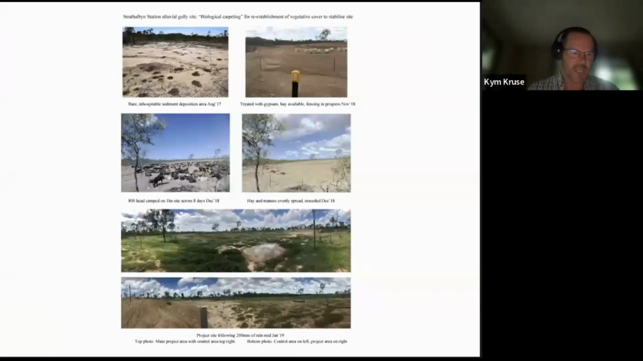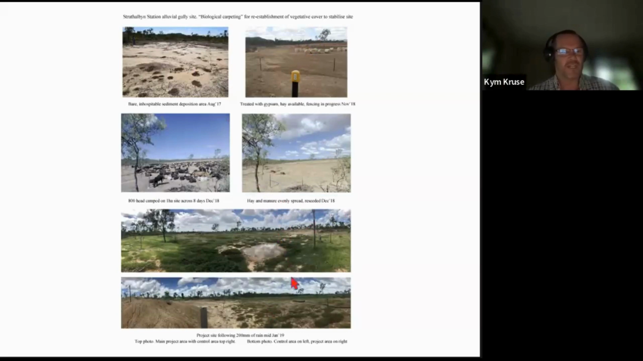This is an interesting technique. Actually, a friend of mine, Roger Savory, Alan Savory's son, that I did a bit of work with a few of the NRMs in the region. This is Strathalbyn Station, where they had an alluvial gully site that was eroding, and they did what Roger calls biological carpeting. So they did that to re-establish a vegetative cover to stabilize the whole site. So rather than using machinery, they used bales of hay and camped cattle on there. So 800 head camped on a 1 hectare site across 8 days back in December 2018. Hay and manure was then evenly spread. Reseeded as well, with the hay and manure spread.